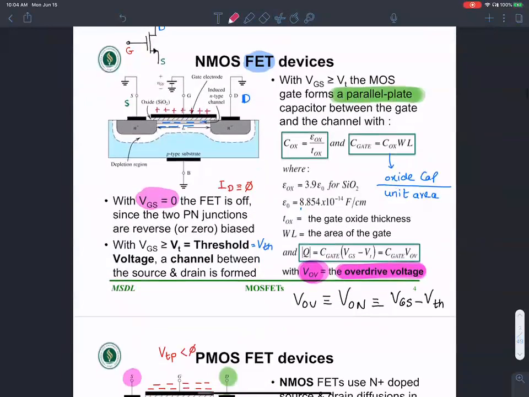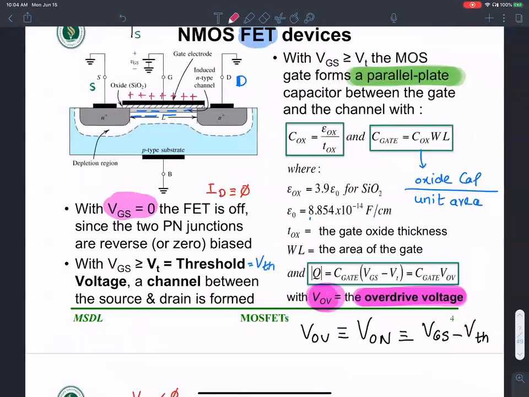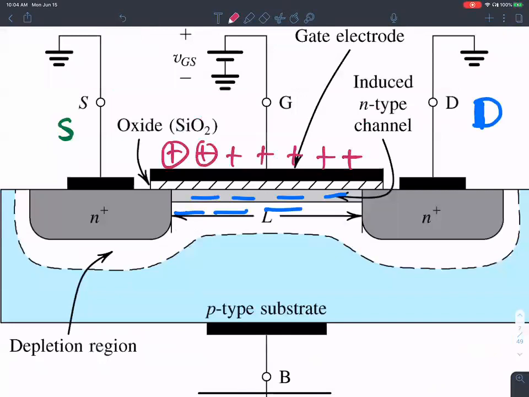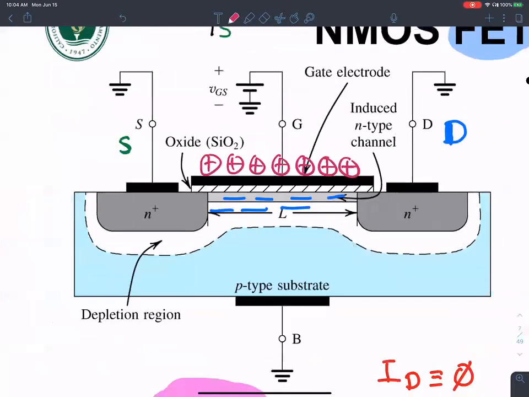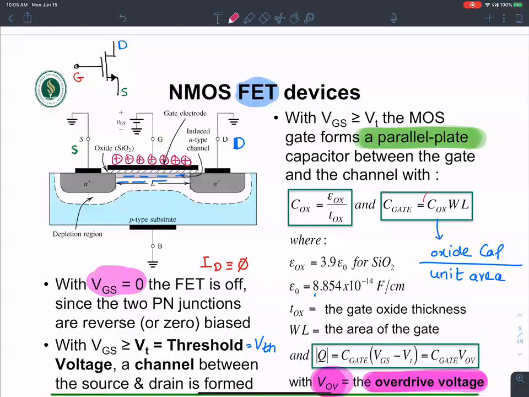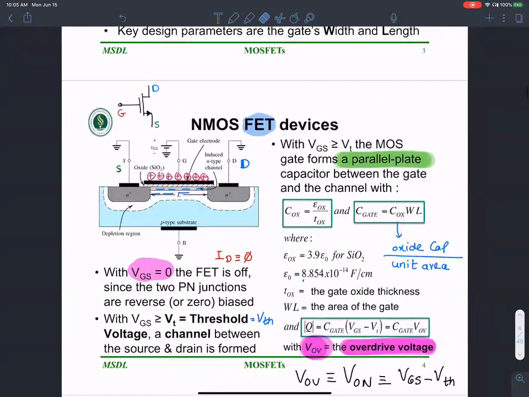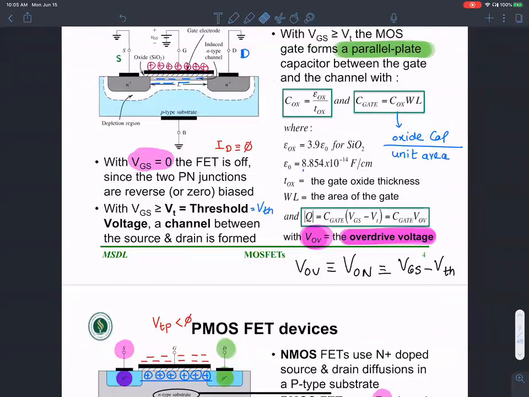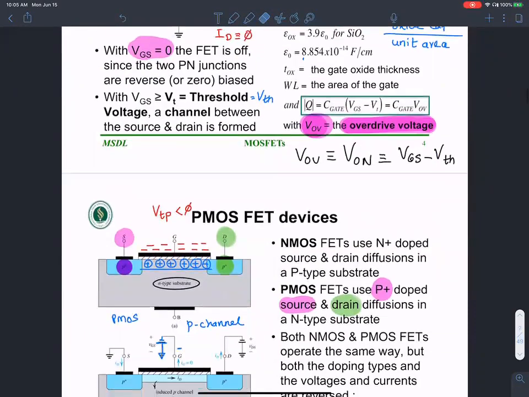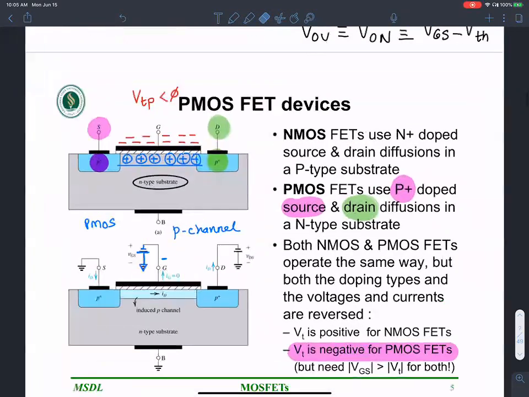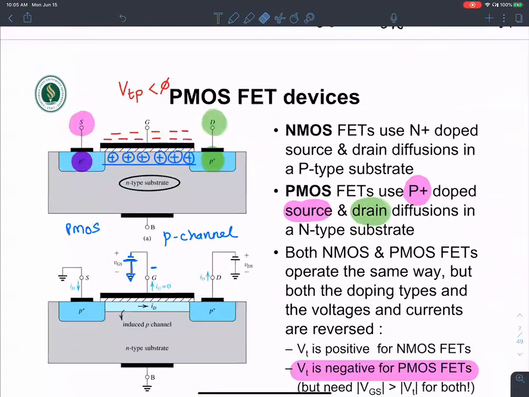Then I talked about the oxide capacitance. The fact that the positive voltage here is separated from the negative charge carriers down below with an insulator. That is a fundamental capacitance, which is given as C oxide times W times L, where C oxide is the oxide capacitance per unit area. And then we talked about overdrive voltage, which is defined as VGS minus VTH. And then how the PMOS transistor operates by applying a negative voltage on the gate.